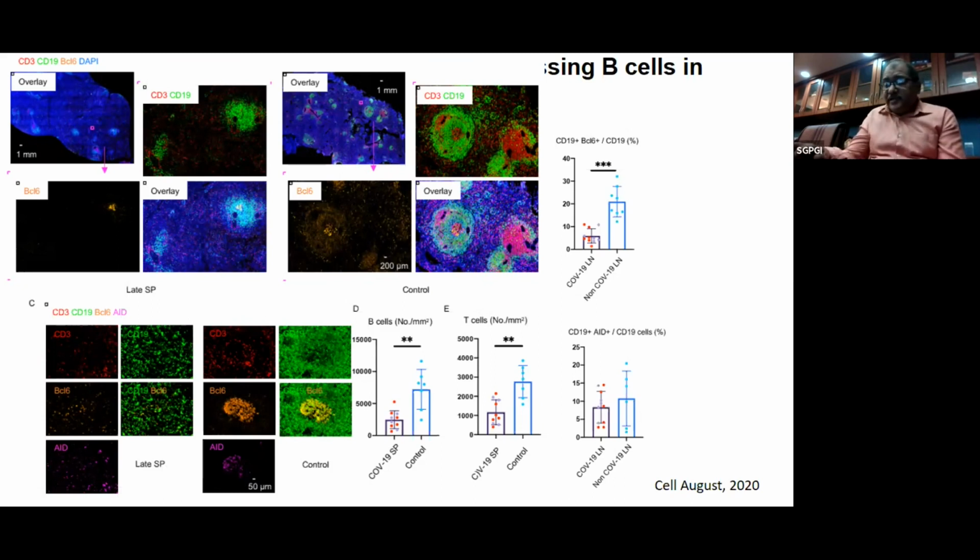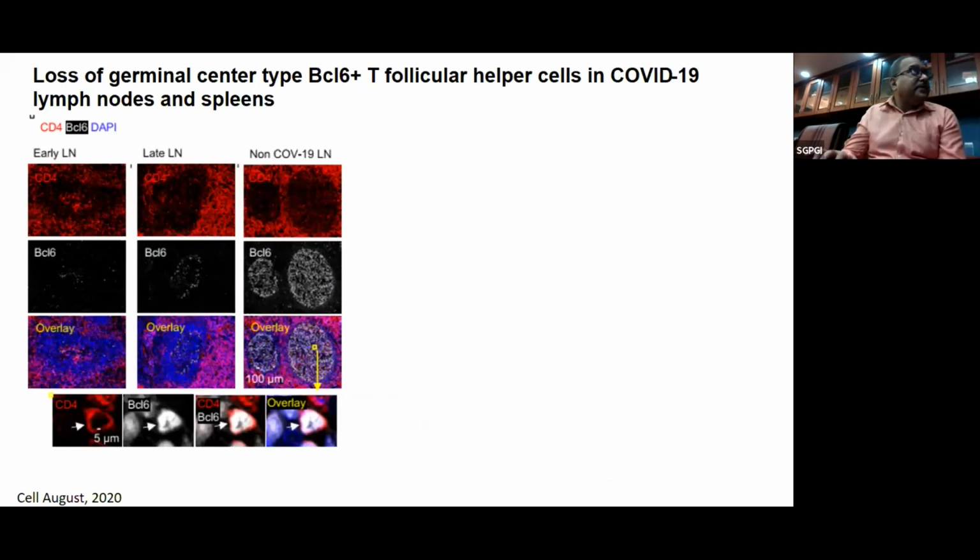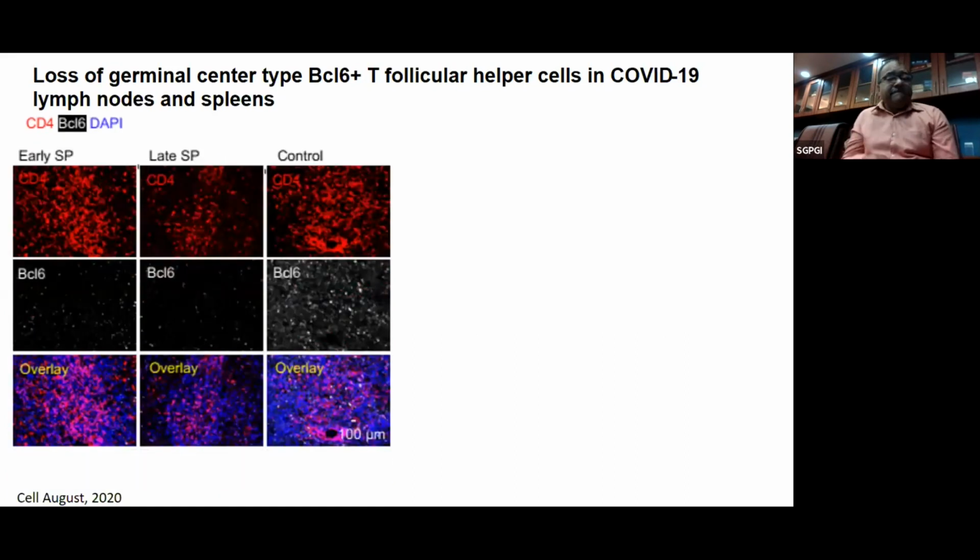And similarly, they showed that T cells were also not expressing BCL6. Here they have stained with CD4 and BCL6, and when you see the overlay, hardly any expression of BCL6 as compared to the controls, where you see a lot of BCL6 expression, and a lot of it is expressed by the CD4 positive T cells also. So clearly CD4 positive T cells are also not expressing BCL6 in patients with COVID-19 who have died either late, by 3 weeks, or early, by 7 days. And the same they could demonstrate in the spleen also.